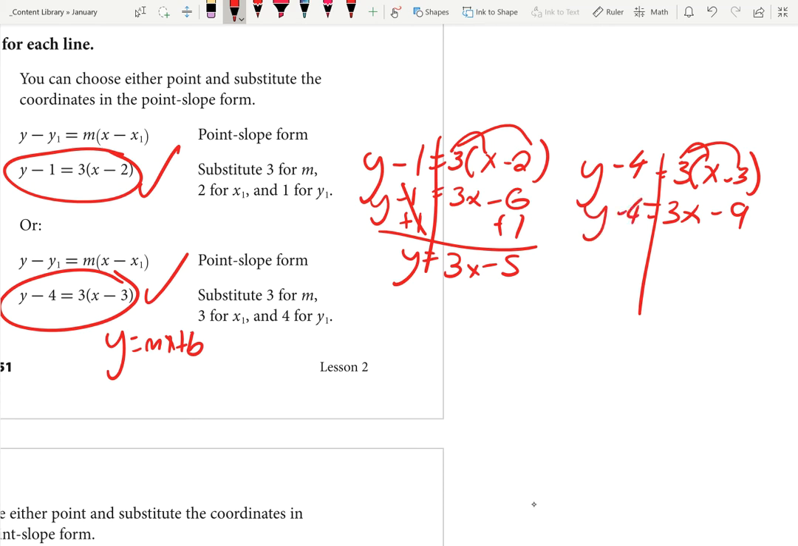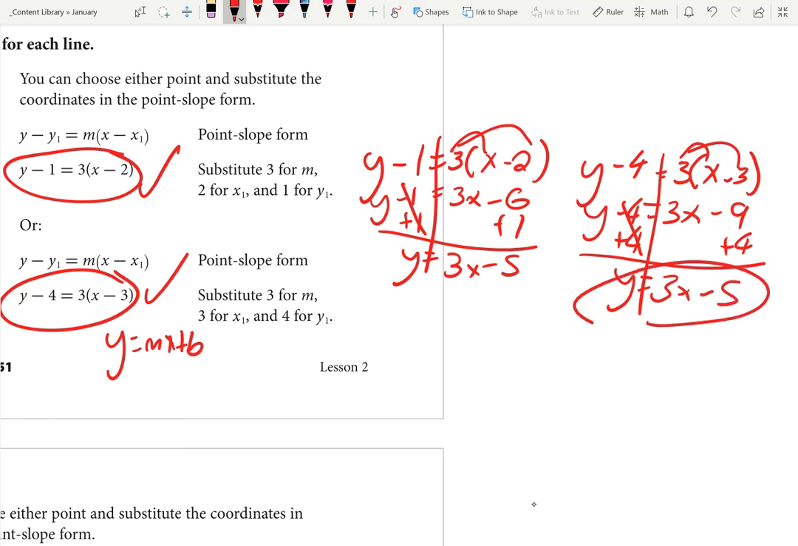So let's bring down the left side, minus 4. So now just move the 4 over. Since it's minus 4, we'll add 4 to cancel it out. And guess what? We have y equals 3x, and -9 plus 4 is still -5. So these are still the exact same equation, and you could see it a little more obviously when they're in slope-intercept form.